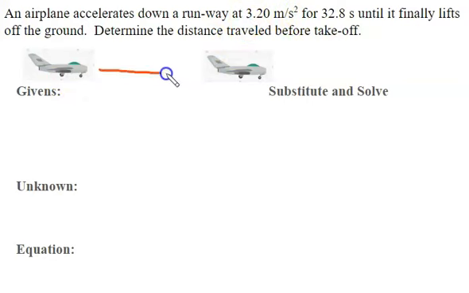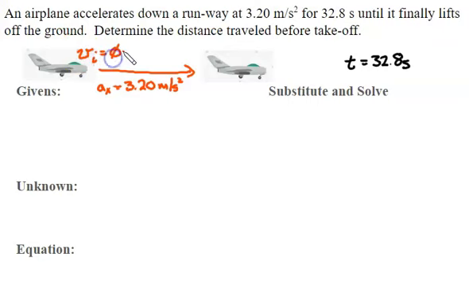So we know that the airplane accelerates at 3.20 meters per second squared, and that's an acceleration. We know that our time is 32.8 seconds. And then what else do we know? The only other thing we know is that the airplane in the beginning is at 0 meters per second.